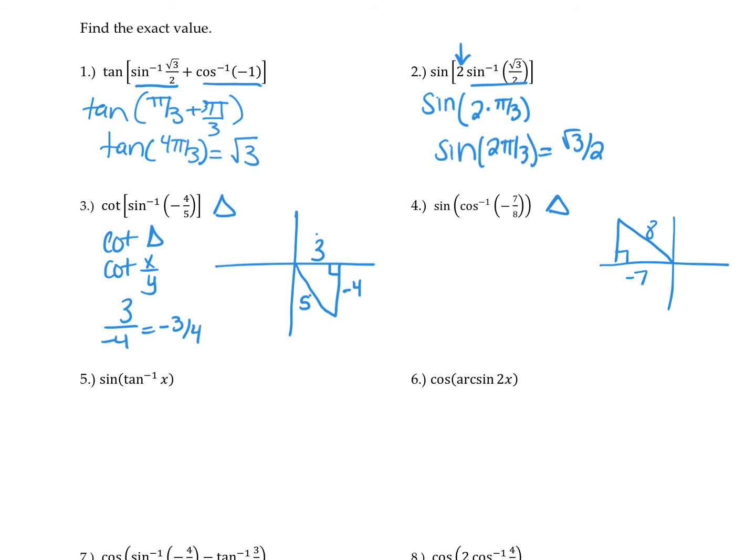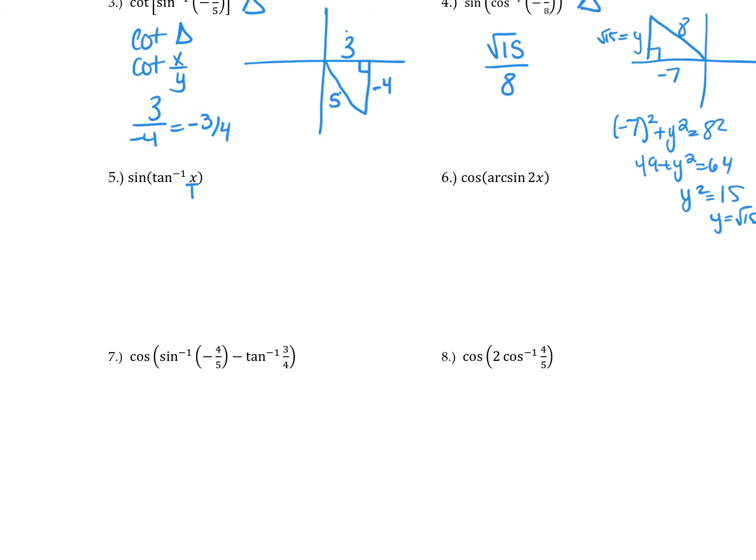Now I need to find this missing side, and it's not a special triangle, so we're going to do negative 7 squared plus, we'll call this y, y squared equals 8 squared, so 49 plus y squared equals 64. Y squared equals 15, so y is going to equal the square root of 15. So my sine would be my y over my r, so it's going to be the square root of 15 over 8.